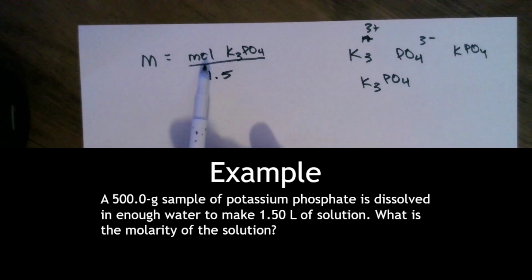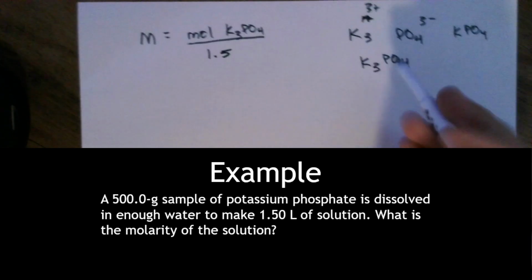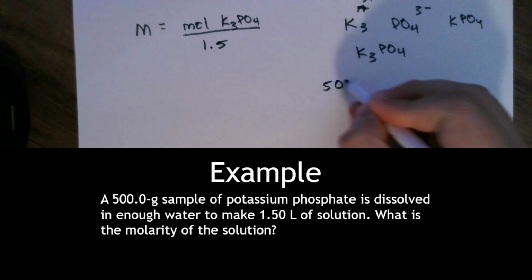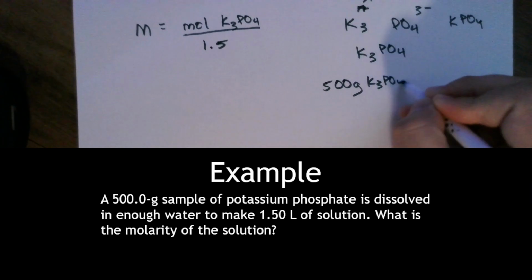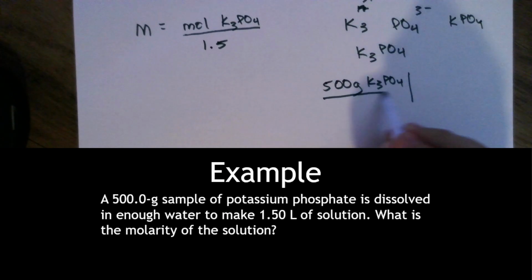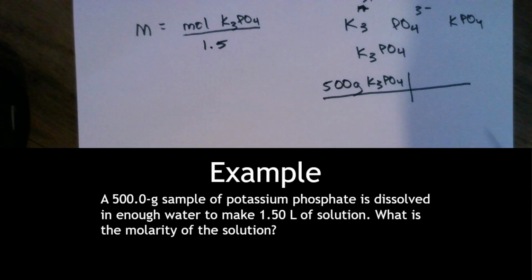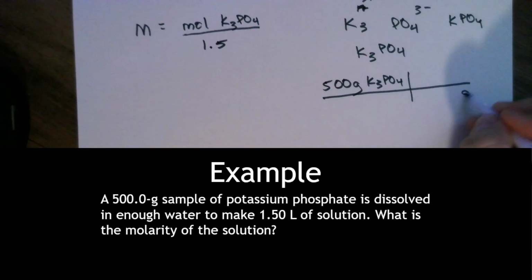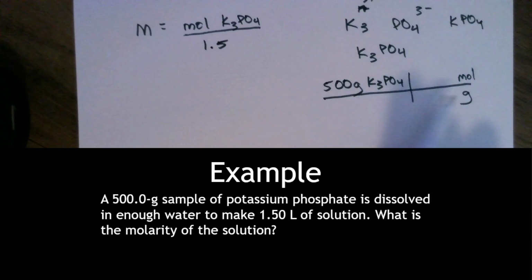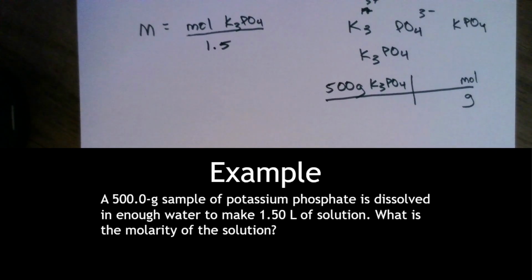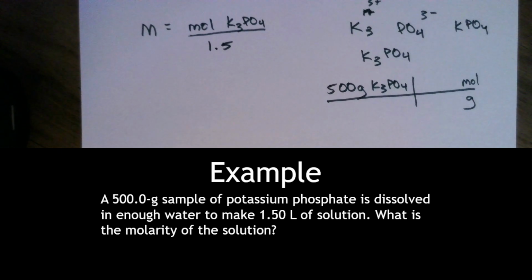I need to find moles of K3PO4, but it gave me grams in the problem. So I'm going to have to do a little conversion. 500 grams of K3PO4. Convert it to moles, so grams on bottom, moles on top. How many grams are in a mole? I need my periodic table for that. So I'm going to go to my periodic table.